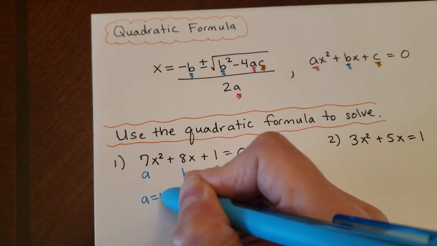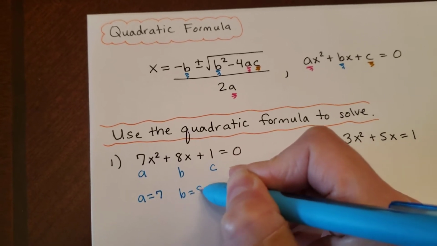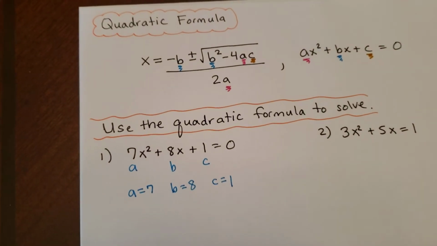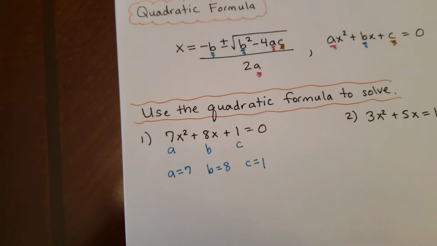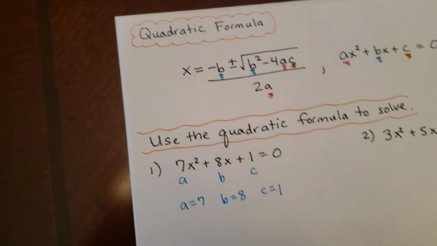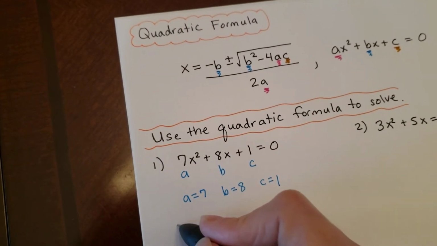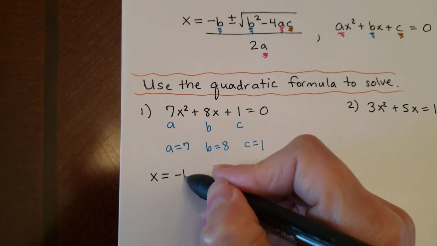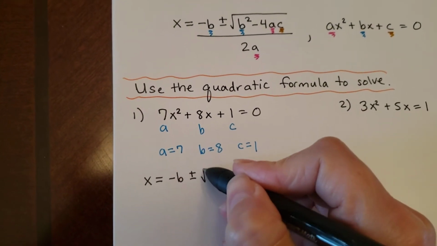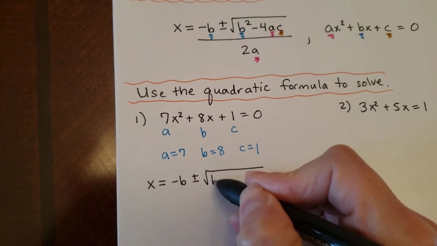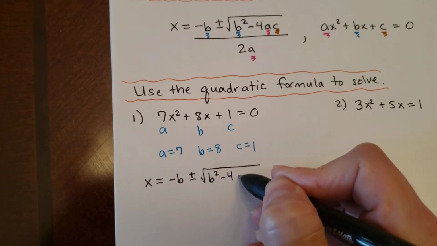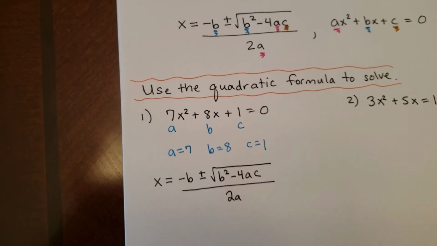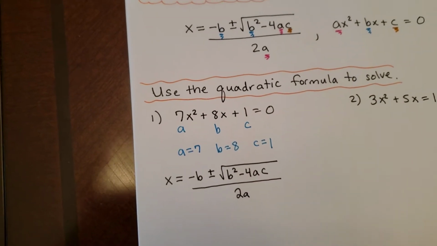Always a good idea to write out the values. That way when you go to plug them in, you don't have to try to find them. They're right where you have them. I would recommend writing out the formula. So don't put the numbers in yet, just write x equals, and then negative b plus or minus the square root of b squared minus 4 times a times c, all over 2a. And now we're just going to basically plug things in.